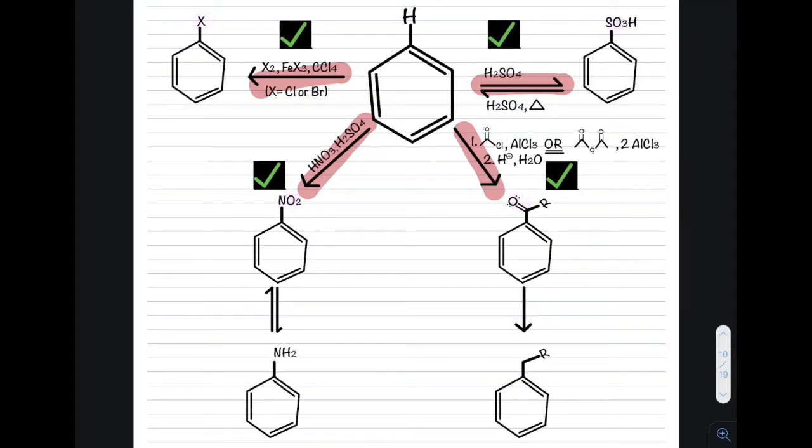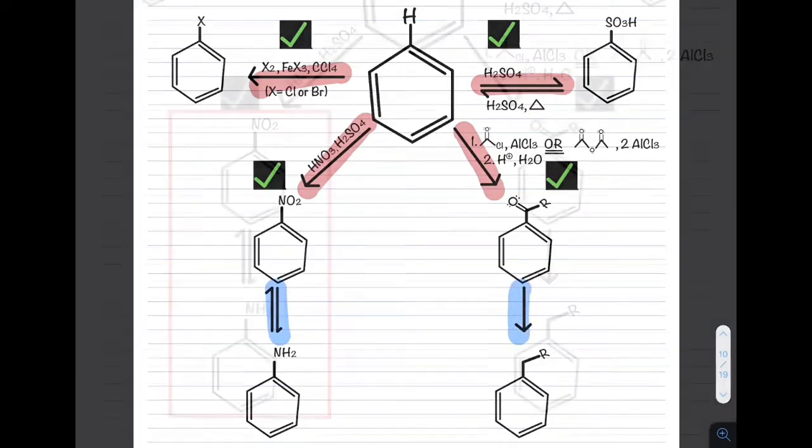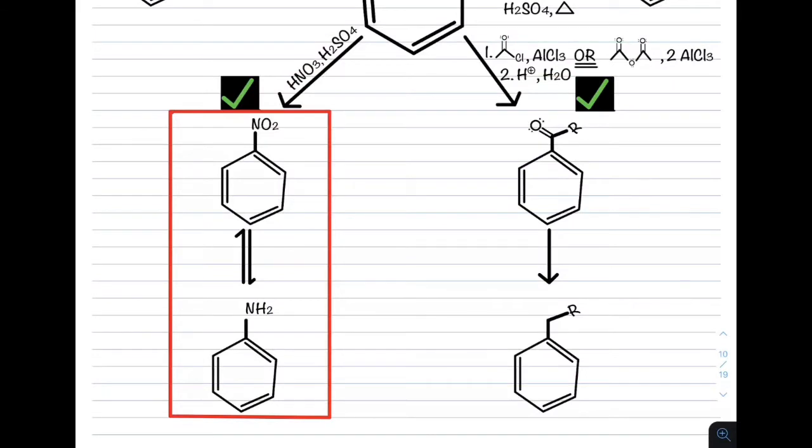In today's video, we're going to look at how we can convert some of these groups that we added to our benzene into some other type of group. And the category of reactions that these reactions fall into are known as oxidation and reduction reactions. So let's start off by looking at how we can use oxidation and reduction reactions to interconvert between a nitro group and an amino group.